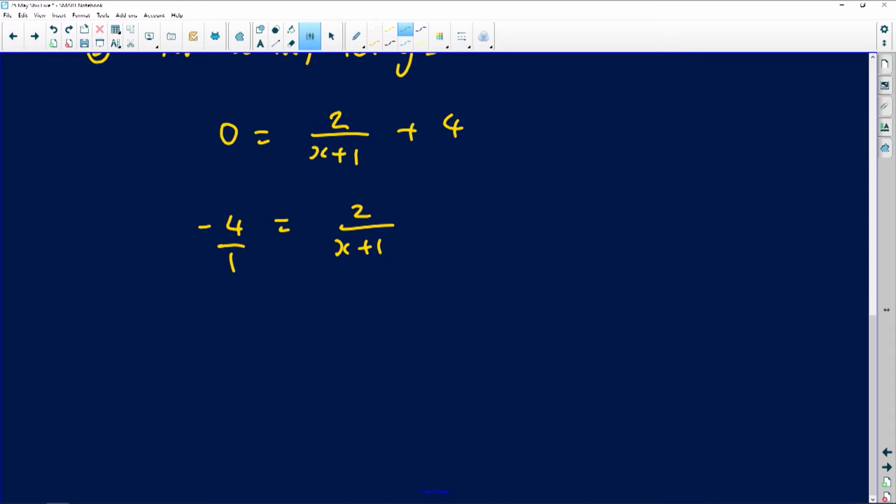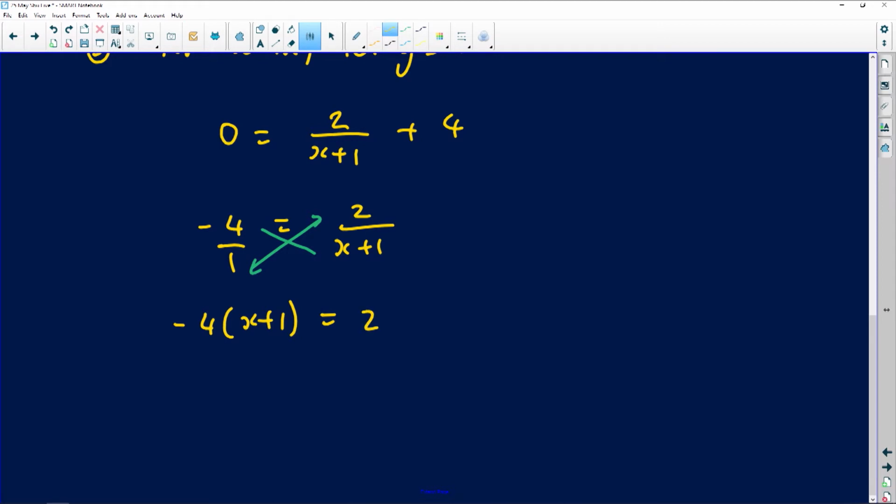I'm done with graphs. Anything that I'm doing beyond this is no longer about graphs, it's your algebraic skills. Cross multiply this guy with that guy, cross multiply the other way as well. So I'm going to have negative 4 into x plus 1 equals the product of 2 and 1. When you do 2 times 1, you end up with exactly 2.